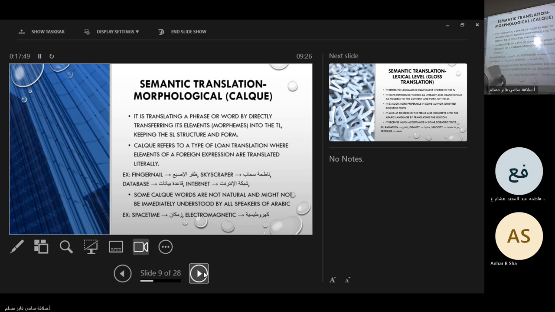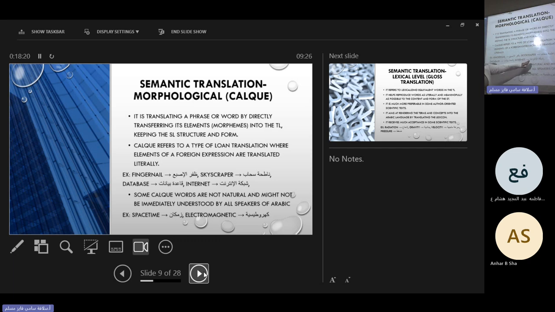Skyscraper. Skyscraper in English is cloud eater, or cloud piercer. All right, so that's why they took it. Database, قاعدة بيانات. Data بيانات. Base قاعدة.